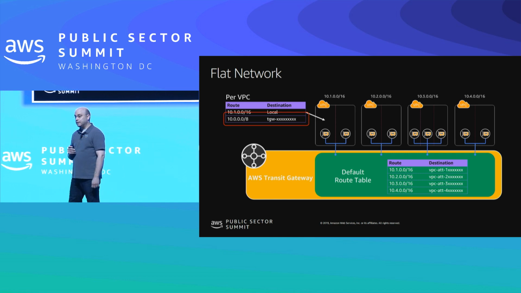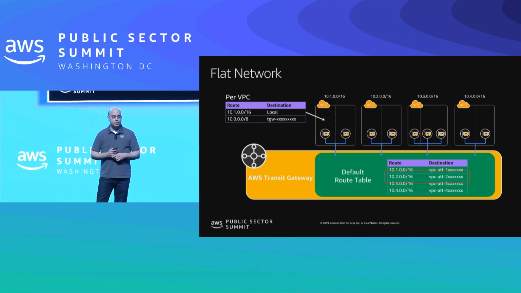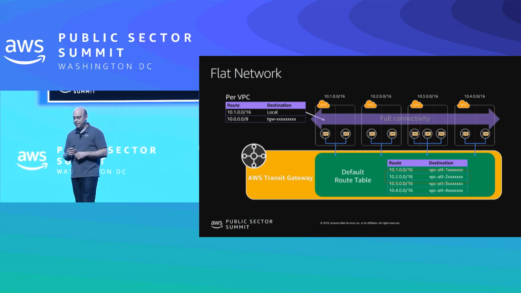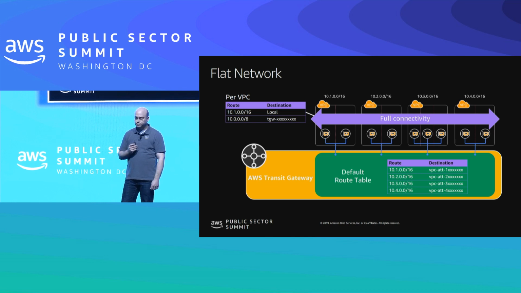The Transit Gateway does a lookup in the route table associated with the attachment. In this case, we only have one route table. It identifies a route entry for 10.2/16 with the next hop of the attachment for VPC2, and the packet is delivered. In this configuration, which is the default configuration, you have full connectivity between your VPCs.